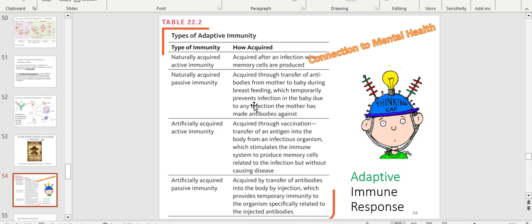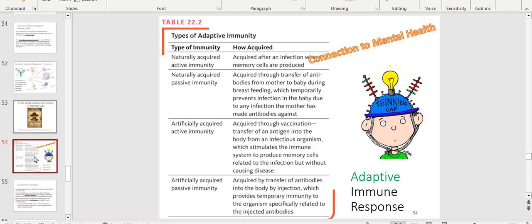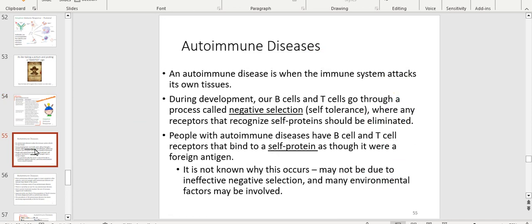So there's lots going on here, and it's quite heavy for this week, but we're just getting started actually. Autoimmune diseases.